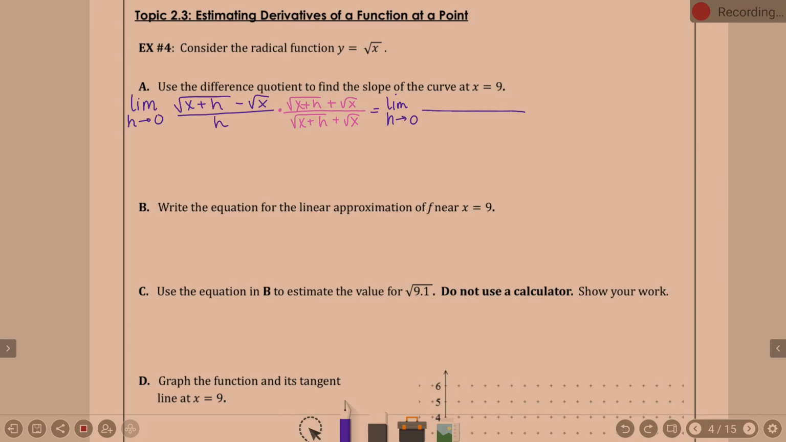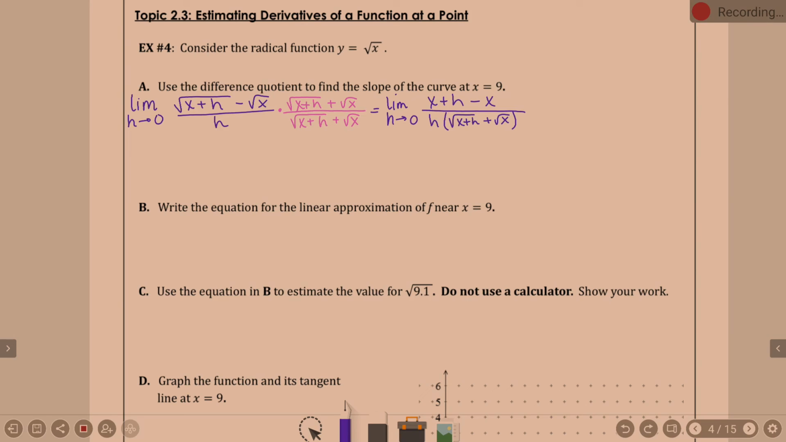Okay, FOIL the top. Square root of x plus h times square root of x plus h is x plus h. Outsides and insides cancel. And last, minus square root of x times square root of x, minus x. All over h times the quantity, square root of x plus h plus square root of x. Notice I didn't multiply it out. I put h times the quantity with parentheses.